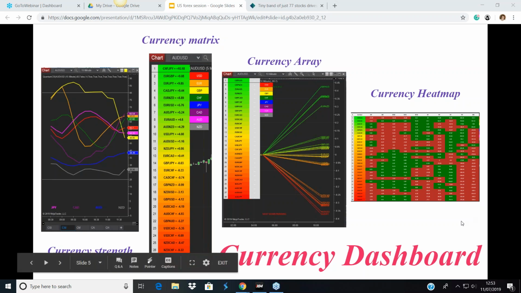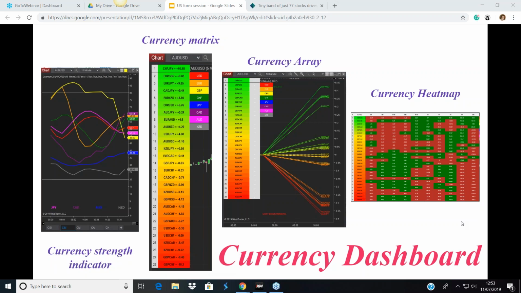and it's a little bit annoying. Right, getting back to the quantum tools, applicable to all the markets, all time frames, whatever you trade. But for Forex, we have 4 very specific ones, which we have bundled together in what we call the currency dashboard: the CSI, the matrix, the array, and the heat map. And we will use these tools to really help us find potential trading opportunities.